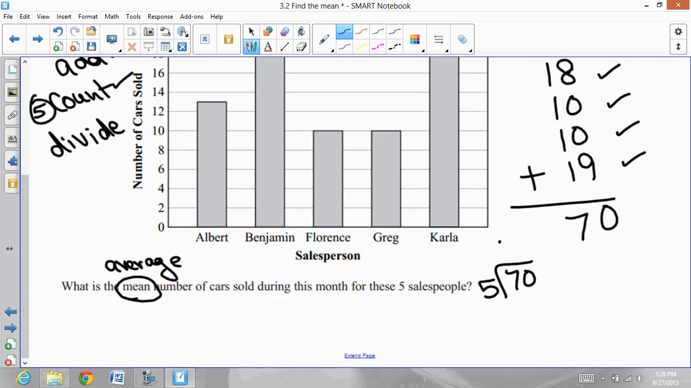5 goes into 7 1 time. 5 times 1 is 5. Subtract. 7 minus 5 is 2. Bring the 0 down. 5 goes into 20 4 times, which is 20. Subtract, 0. So the mean number of cars sold during this month in this case is 14.